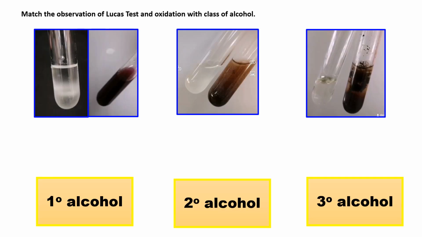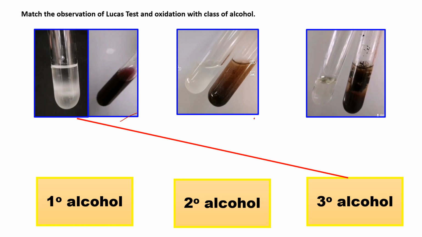Before we discuss question 7, let us match the observation of the Lucas test and oxidation using potassium permanganate solution with the class of the alcohol. The first picture is a Lucas test, which gives a cloudy solution. The second picture shows the potassium permanganate remains unchanged. So what is the class of this observation? The answer is tertiary alcohol.